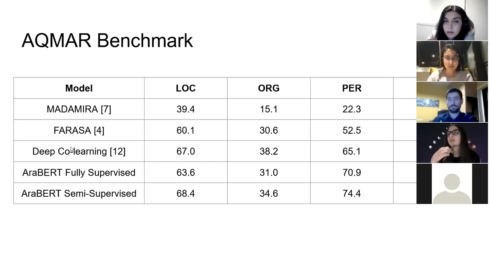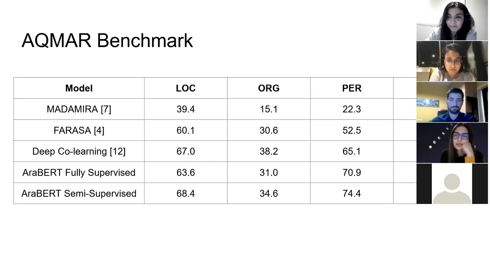Madamira and Farasa use SVM models. They use feature engineering plus, if I'm not wrong, SVM. We can say Farasa and Madamira used traditional machine learning approaches. Deep co-learning is a semi-supervised learning approach, but it used an ensemble of two BiLSTMs. And here we have BERT, one only trained on the semi-labeled data set and the other using the semi-supervised technique. Is it clear or do you want me to repeat?